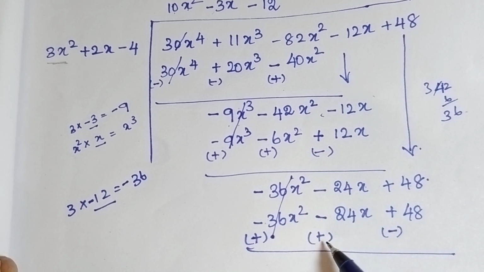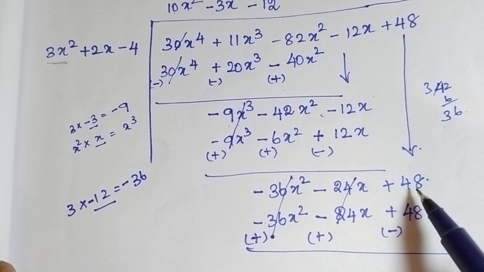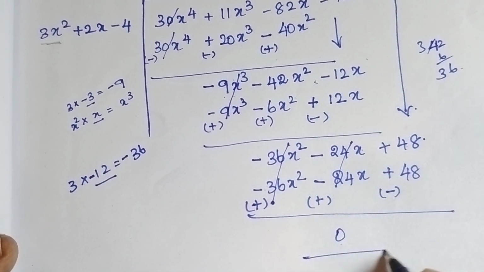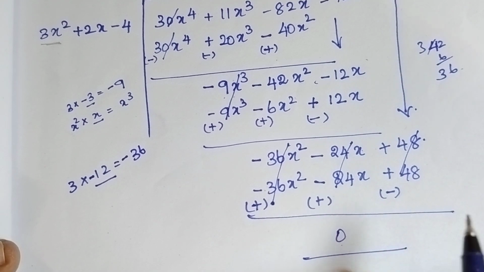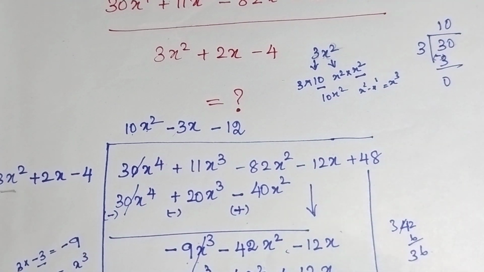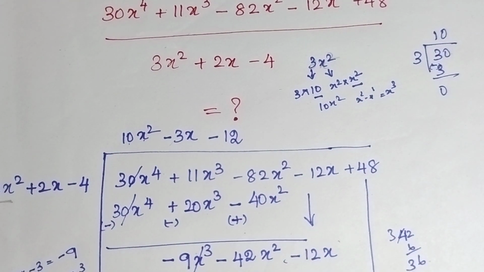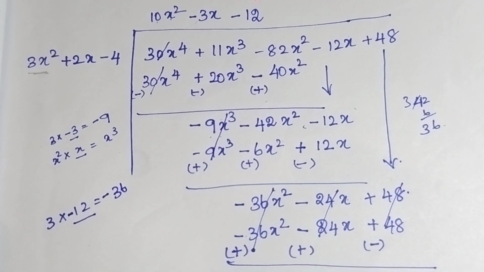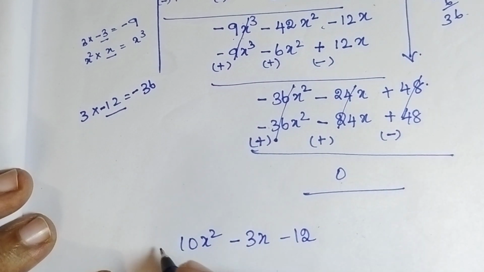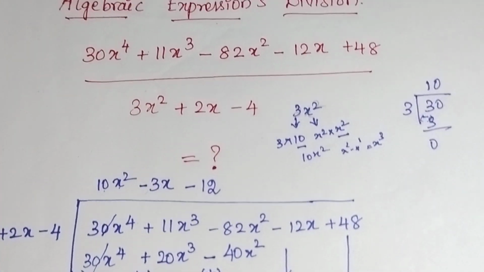Similarly, here minus 24x, here plus 24x. So these also get cancelled. So if we see here 48 minus 48, obviously 0, we know. So we will get 0 here. This also gets cancelled. Therefore, I get a remainder as 0. Therefore, we find the answer as what? 10x square minus 3x minus 12. This is the answer for the algebraic expression.